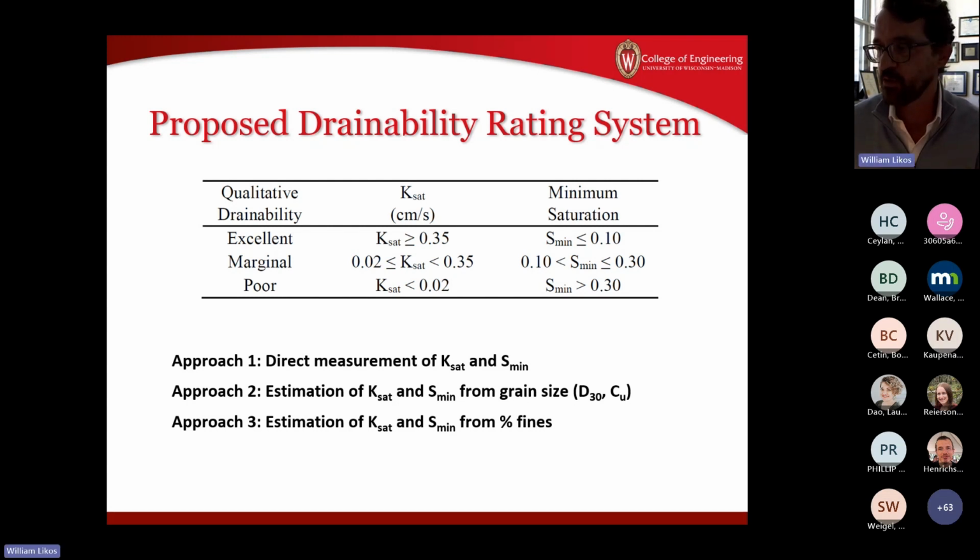So now we have three approaches. If this is our qualitative rating system, we've got to determine Ksat and minimum saturation. So we propose three ways to do that. One is to directly measure those two, as we did in this study. Two is to estimate them from grain size using the correlations that we developed in this study. And the third approach would be to estimate them simply from percent fines. And so we'll look at how these different materials are rated using these three approaches here.